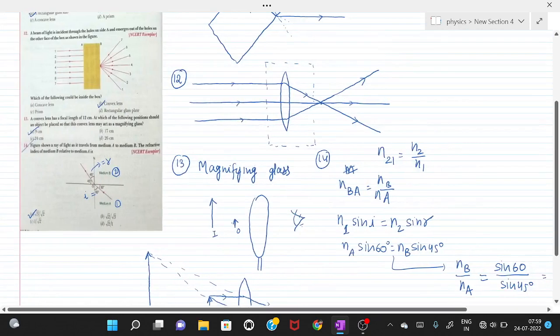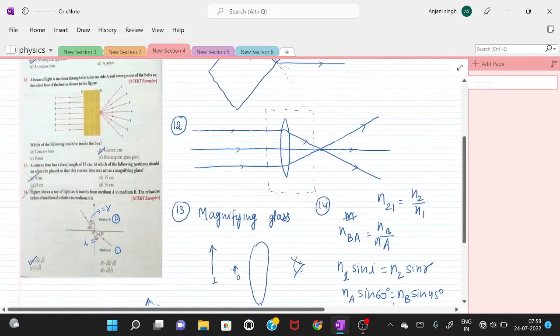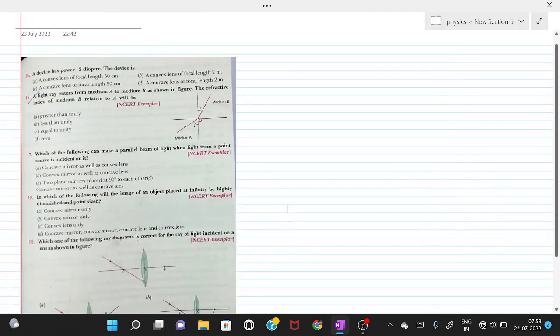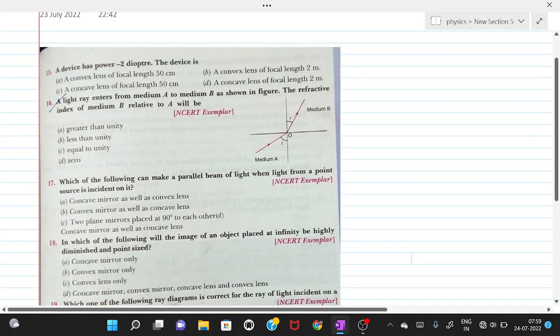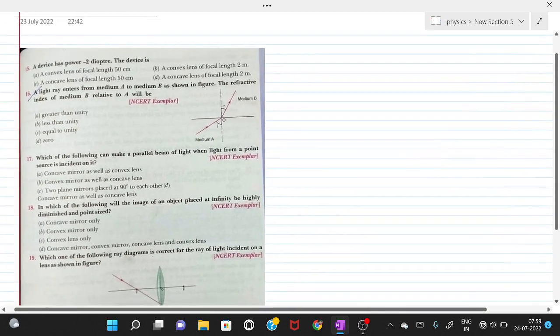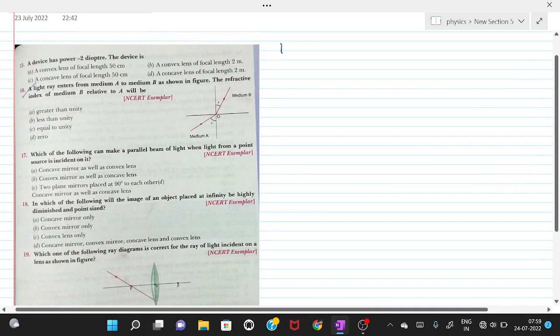Now we are going to see question number 15. Listen very carefully. Question number 15. A device has power -2 diopter. The device is... Okay. For question number 15, what is the power given, my dear? Power is given as -2 diopter. And clearly here we can see that the power is negative.